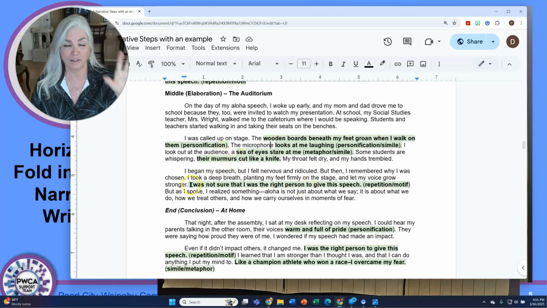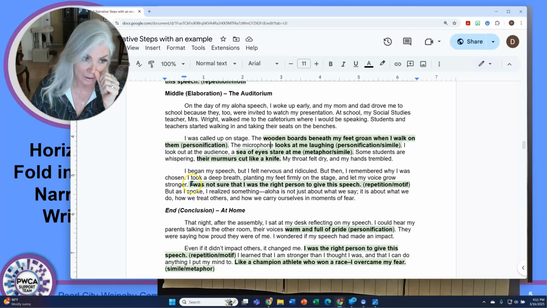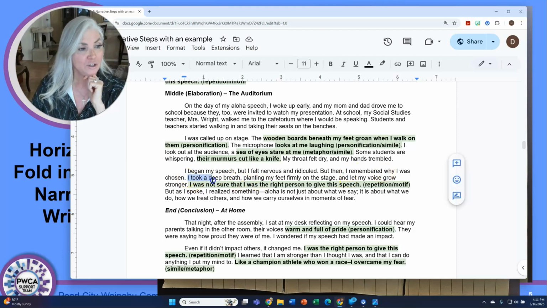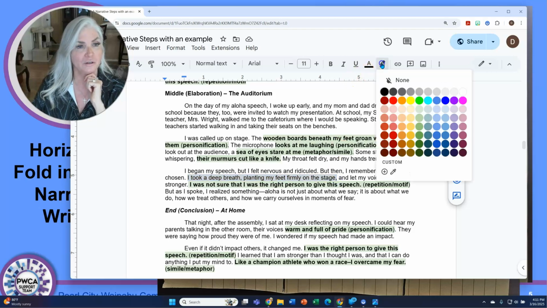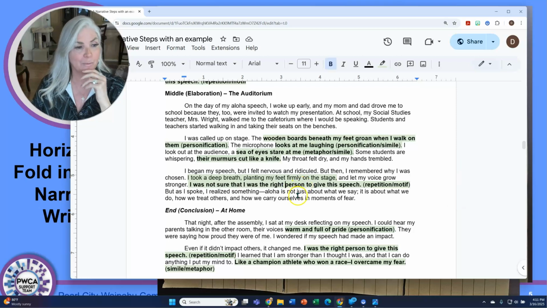And now we have lots of problems with all of that, right? That's all showing the problems of our nerves, and we're up there. And here we're going to add, I remember why I was chosen. I took a deep breath, planting my feet firmly on stage, and I let my voice grow stronger. I was not sure that I was the right person. So we repeated that one more time.